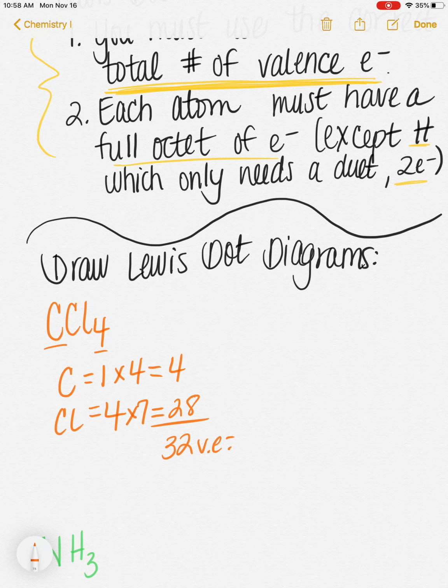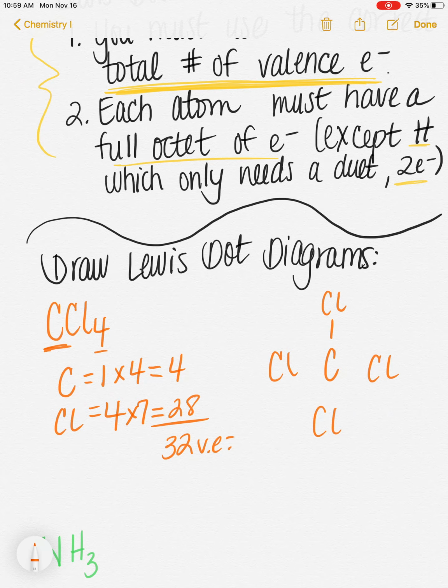Now, as I go to draw this, remember earlier we said halogens like chlorine cannot be in the center. Carbon likes to be in the center. The other rule, if you can't decide what to put in the center, put the lone element, the element that's a singleton and there's only one of, in the middle. So I'm going to put carbon in the middle, and I'm going to draw 4 chlorines around it.